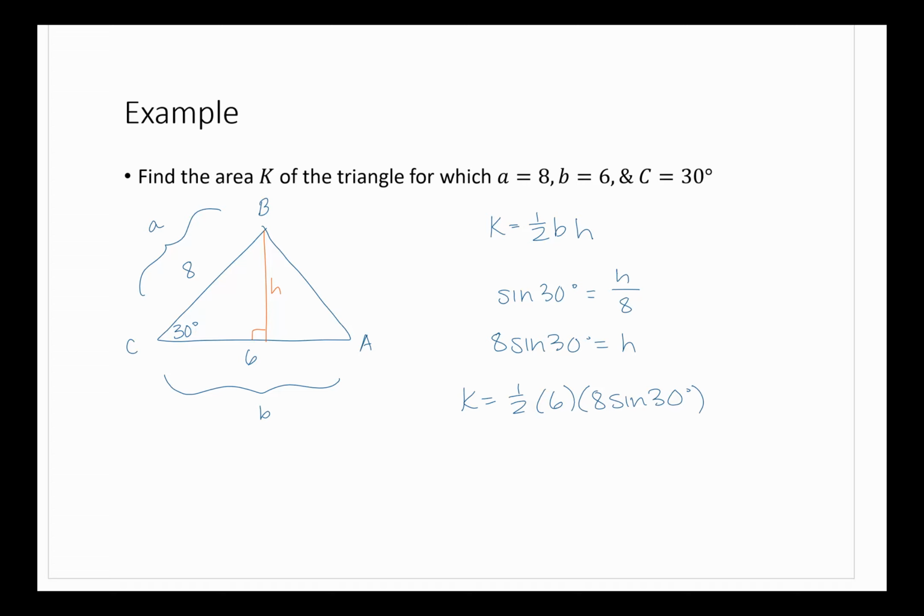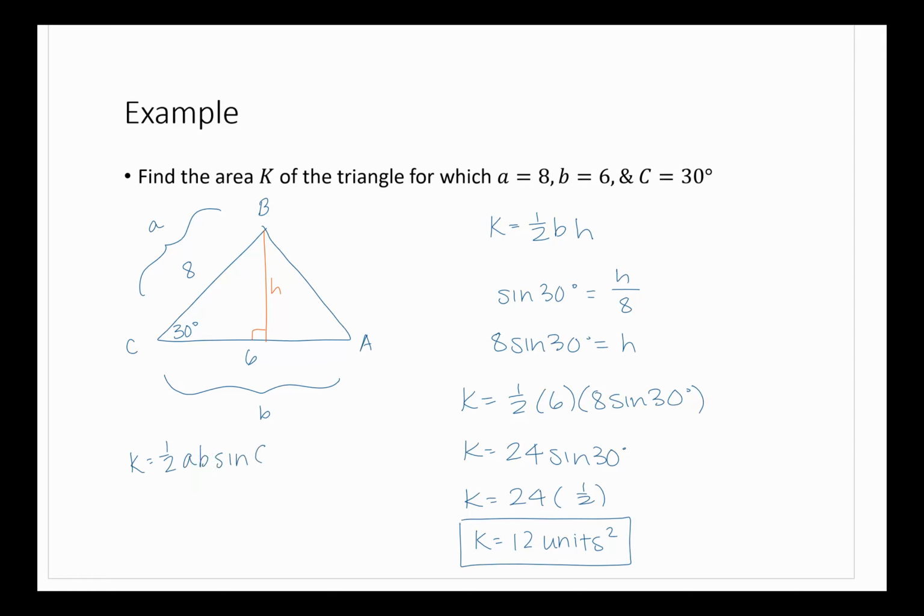Then I can start to simplify these. These are all being multiplied, so that would be 24 sine of 30. And I actually know what sine of 30 is. I don't need a calculator for that. Using my unit circle, I know that sine of 30 is a half. And so K must be 12 units squared, and that would be my area. Of course, you could use just the traditional formula if you didn't know all of that: K would be equal to 1/2 ab sine of C. That's another option as well.